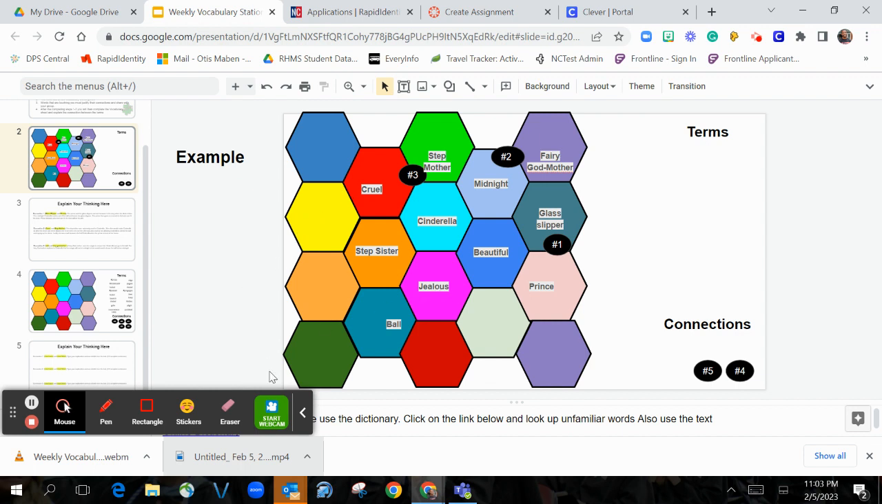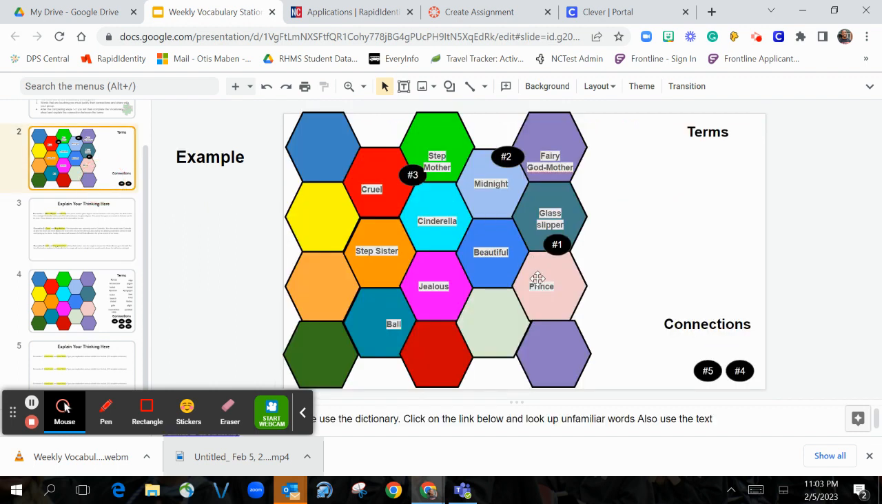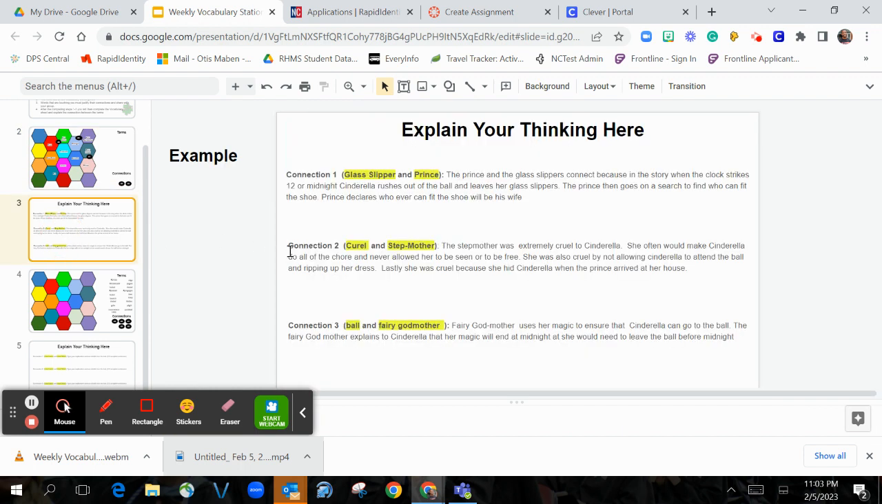Once you have used all the terms and talked with your group about the connections, you will then explain your thinking here. For example, connection one was the prince and the glass slipper. What you would need to do here is explain your thinking. You will use the 2 terms, glass slipper and the prince, and using 2 to 3 sentences with detail, you will explain how those 2 terms are connected together.